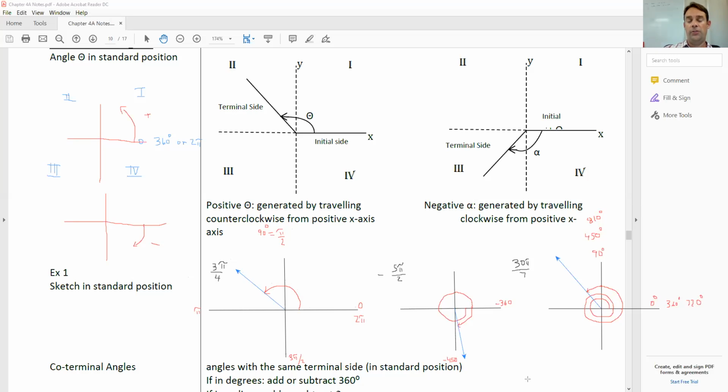Again, we're just getting this idea. We've learned that we can convert back and forth between degrees and radians. If I can sketch an angle in degrees, I should be able to sketch an angle in radians. So why don't you guys pause your video and see if you can actually sketch these two angles. Go for it.